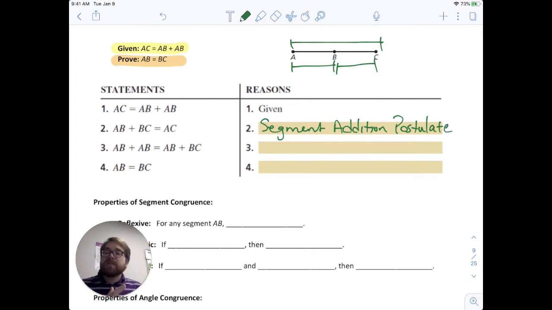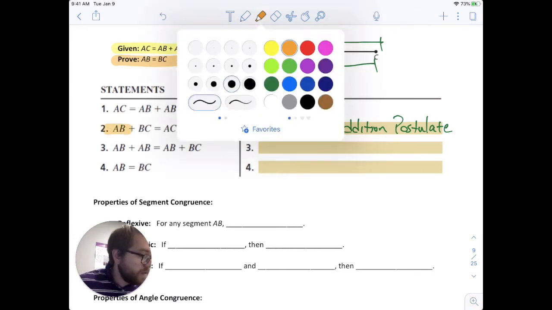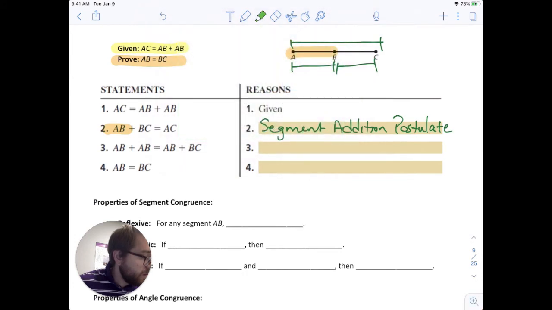The segment addition postulate says that the two parts of the segment add up to the whole segment. And why we're using that segment addition postulate to say that second statement is because we're trying to equate AB and BC. So we want to get them in some way connected to each other. Well, the segment addition postulate allows us to connect them to each other because we can say that the two parts add up to the whole AC.